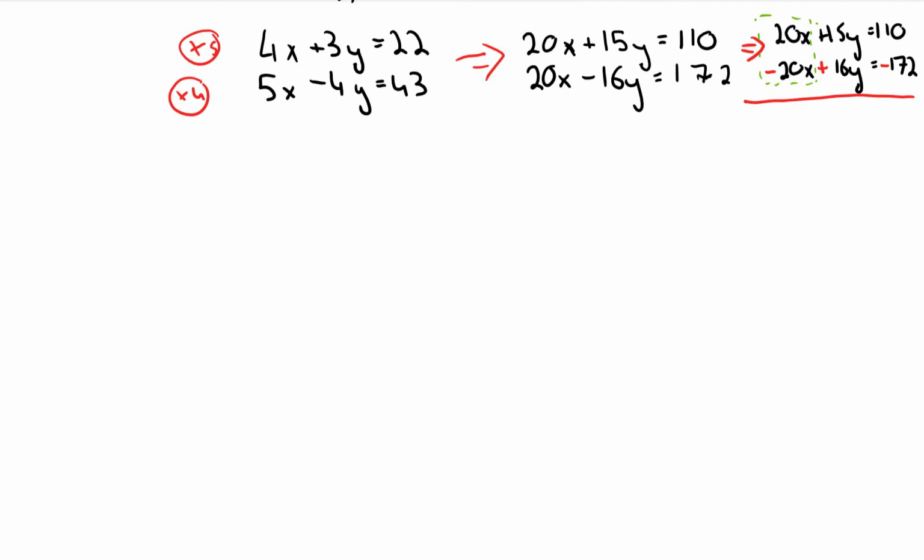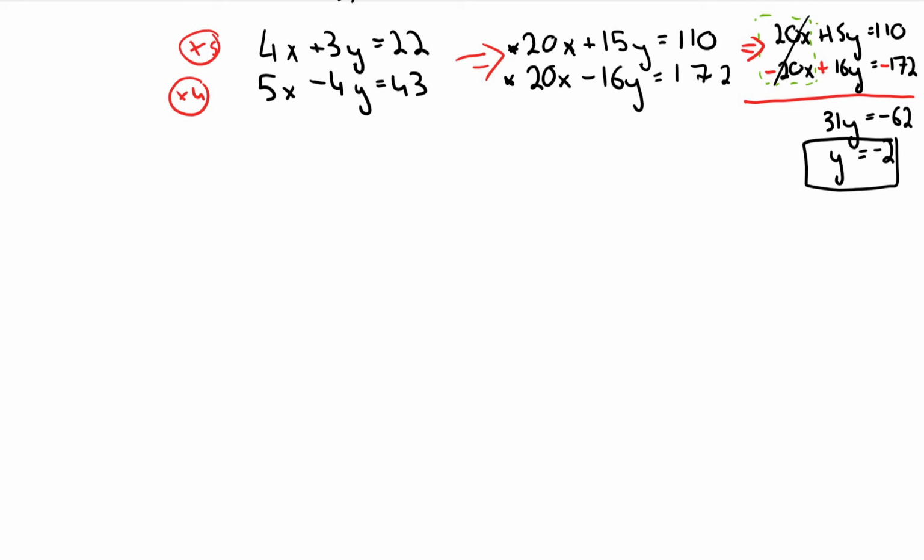So 20x and minus 20x is 0, they're gone. 15y and 16y is 31y, and that equals 110 and minus 172, which is minus 62. 31y equals minus 62, divide by 31 on both sides, and I'll get y equals minus 2. I'm after finding my y value.